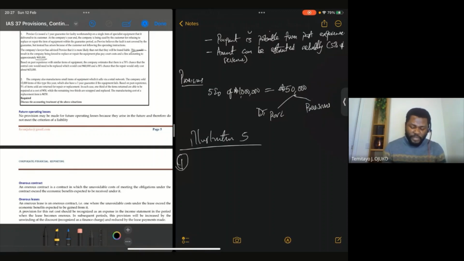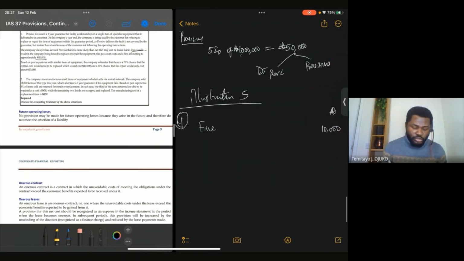And the first bit is where we are talking about the one-year guarantee or issue. First, I'm going to put the fine as part of my provision because it is not sure. They are just saying that if it eventually happens, that is why it's going to be a provision. Now, I'm going to put 10,000 naira.